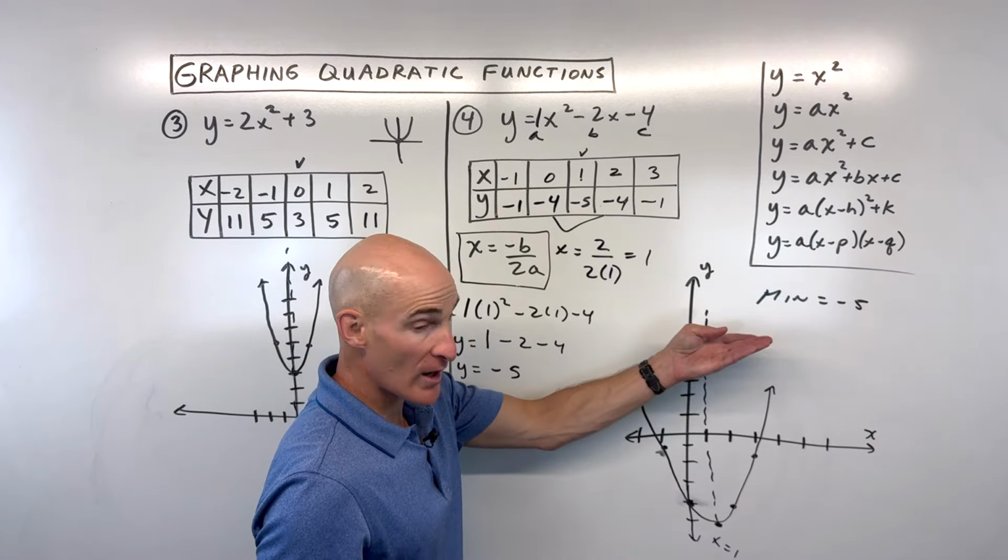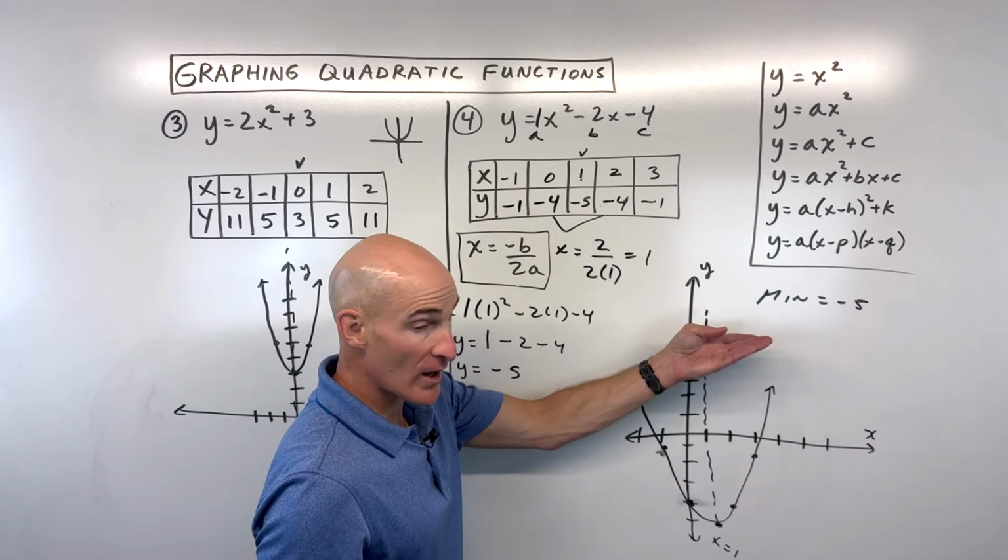And you got it. So let's take a look at the next form, which is this form here called the vertex form. Okay, for number 5, we've got y equals negative 1/3 times the quantity x minus 2 squared plus 1. Again, this is called the vertex form, and the reason they call it the vertex form is because h comma k is the vertex.